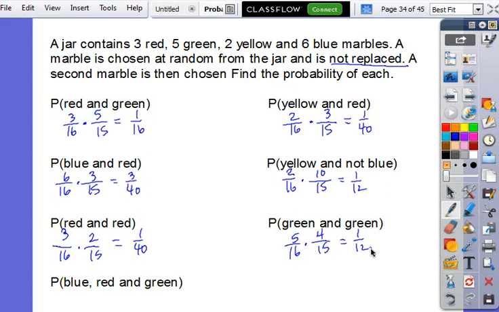All right. Blue, red, and green for the last one. How many blues are there? 6. So I'm going to say 6 out of 16. Red, 3 out of 15. And then green, 5 out of 14. There's only 14 left on that. You had 16, took one out, that's 15. 15, took one out, leaves 14. The bottom number's got to go down by 1 each time. All right, what's that answer? 3 out of 12.